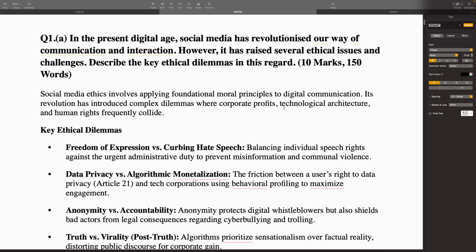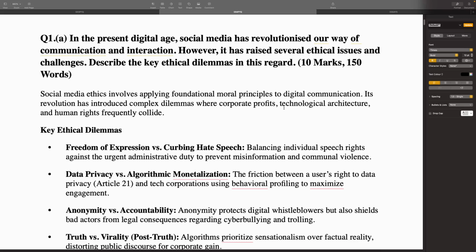Question 1. In the present digital age, social media has revolutionized our way of communication and interaction. However, it has raised several ethical issues and challenges. Describe the key ethical dilemmas in this regard. Social media ethics involves applying foundational moral principles to digital communications. Its revolution has introduced complex dilemmas where corporate profits, technological architecture, and human rights frequently collide.